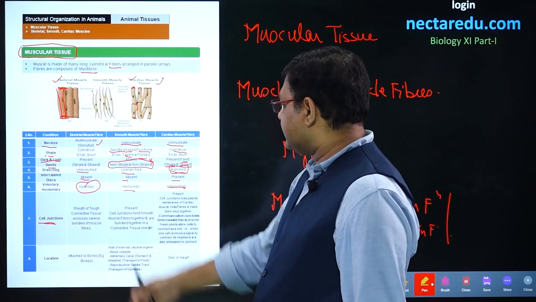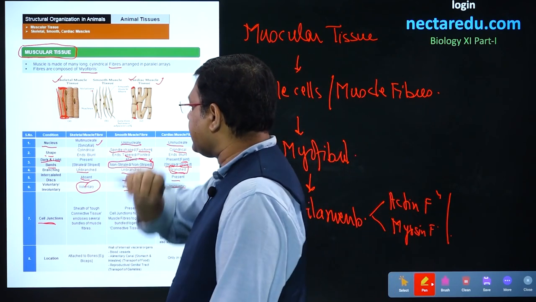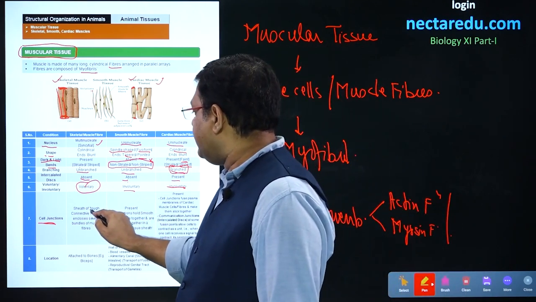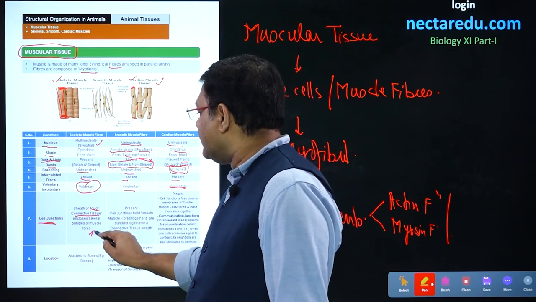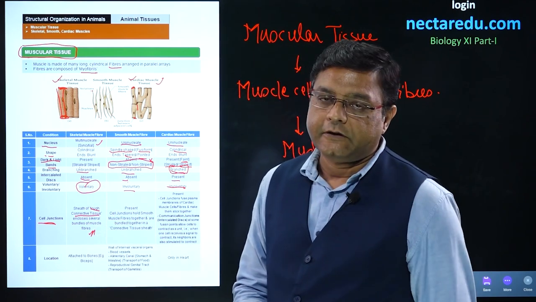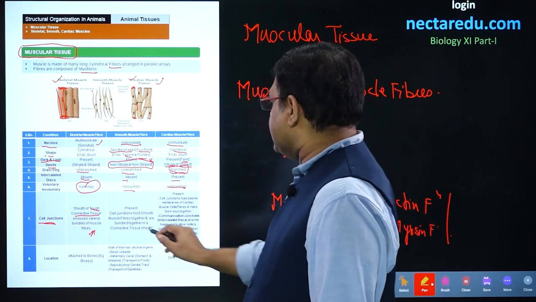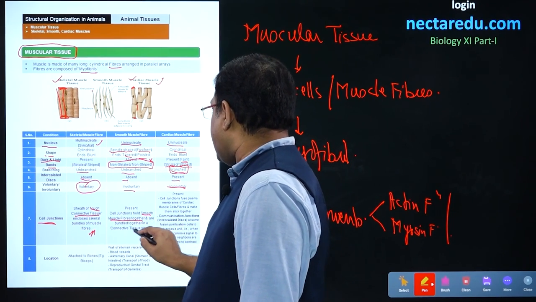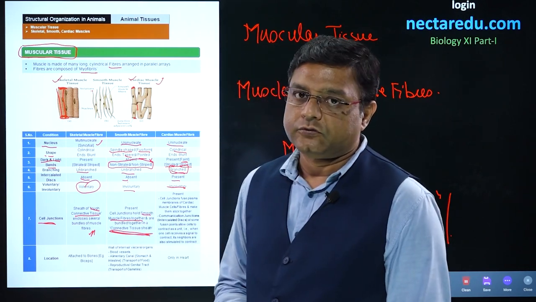Cell junctions, in the first case, skeletal muscle fibers: there will be a sheath of tough connective tissue, and it will enclose several bundles of muscle fibers. In smooth muscle fibers, cell junctions will hold the fibers together, and these will as well be bundled together in a connective tissue sheet.